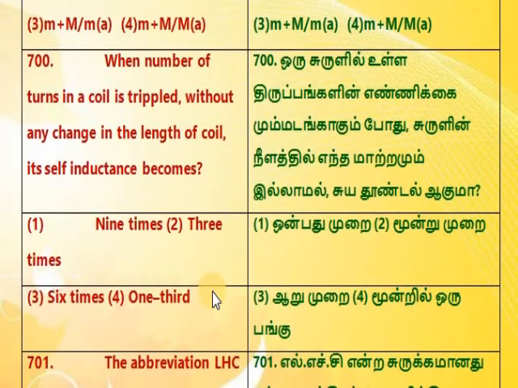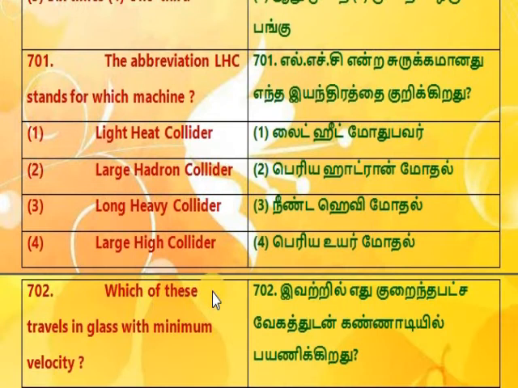700. When the number of turns in a coil is tripled, without any change in the length of the coil, its self-inductance becomes: 1. 9 times, 2. 3 times, 3. 6 times, 4. 1/3. 701. The abbreviation LHC stands for which machine? 1. Light Heat Collider, 2. Large Hadron Collider, 3. Long Heavy Collider, 4. Large High Collider.